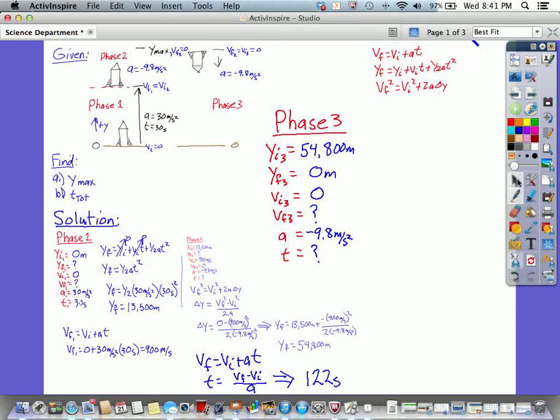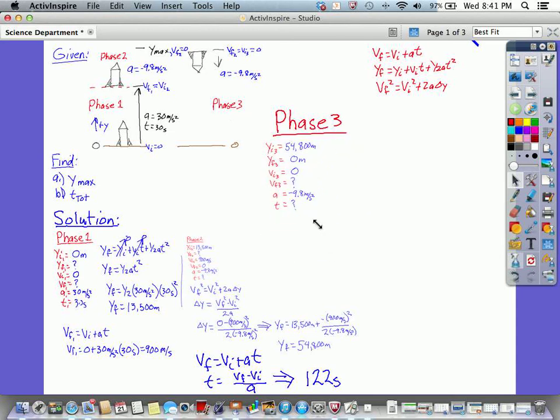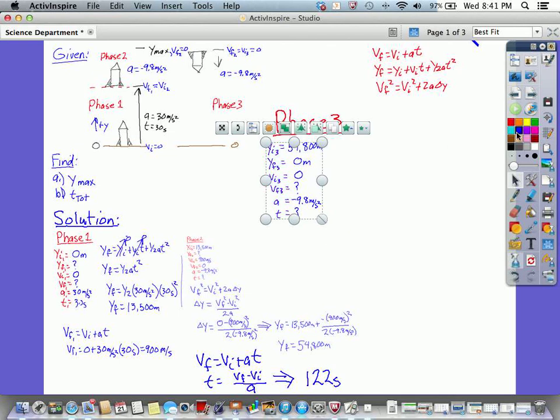Now if we look at this, and we ask the question, does it have an acceleration, yes or no? Yes, it does. Is it a constant acceleration? Yes. Given that all being true, then we can look at our equations up here. I found my maximum height. What I really want to find is the time to fall back to the ground, because I know phase 1 was 30 seconds and phase 2 was 122 seconds. I need to find time for phase 3.